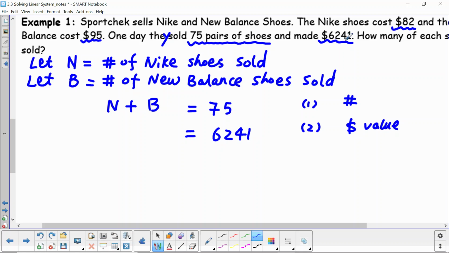And this is in dollars, so we need to find the value. You have N pairs of Nike shoes. One pair is $82. So the value for the Nike shoes will be the unit price times the quantity. It will give you the value of the Nike shoes. And for the New Balance shoes, the value will be the unit price times the quantity. Then you have the two equations. And for these two equations, this is a linear system.